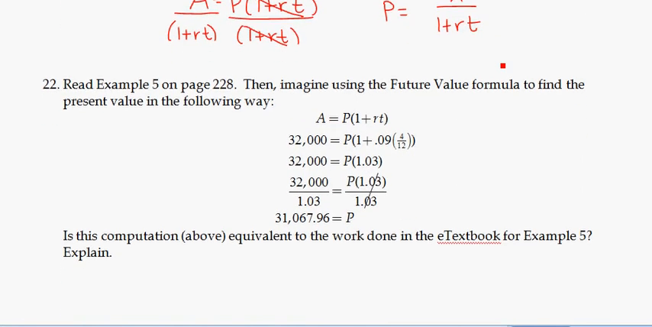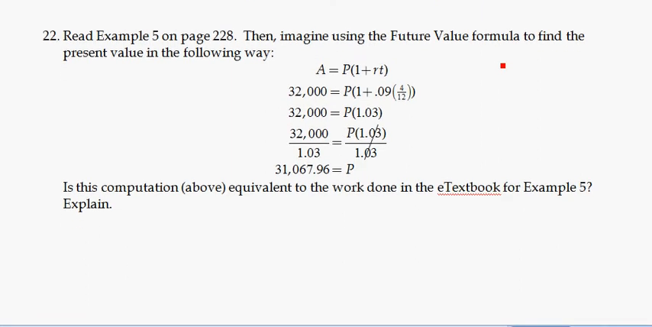So after you read example 5 on page 228, which I'll let you do after watching this video, you'll see that in fact there's no real reason for the present value formula. You can always just use the future value formula, which is what I do here. And I just substitute the given values in example 5. Again, I'll let you go back and look at that in a minute.